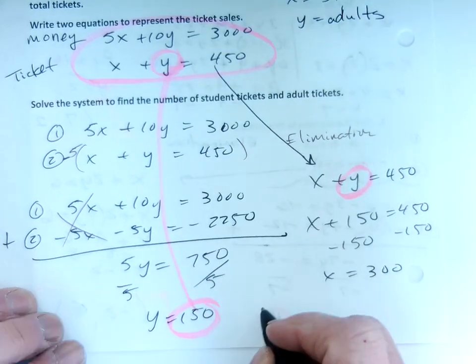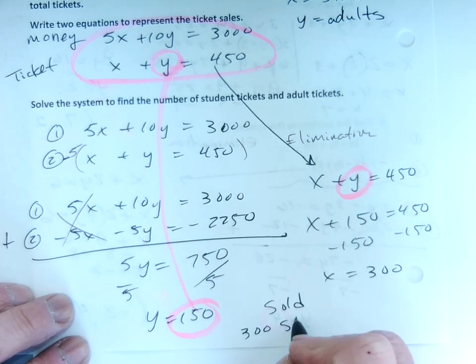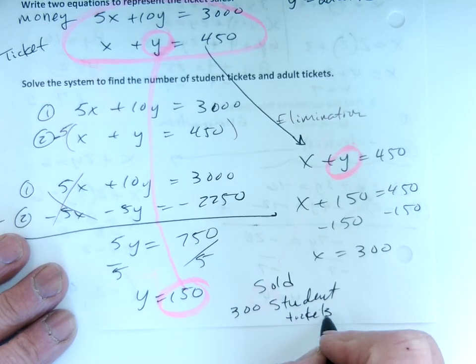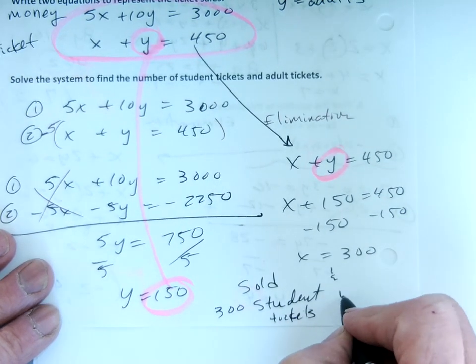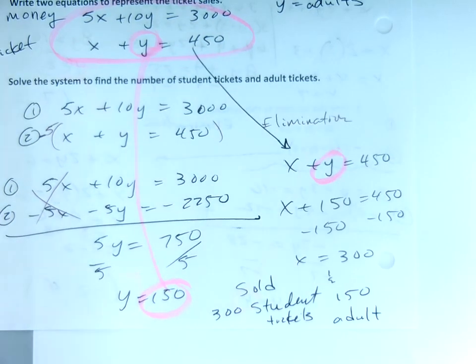So I'm going to say we sold 300 student tickets and we sold 150 adult tickets. Okay, that's all I have.